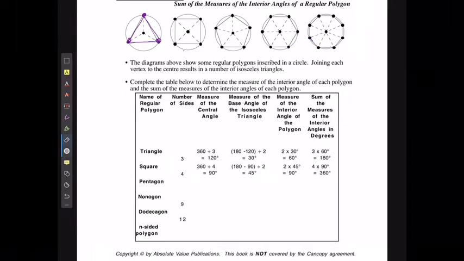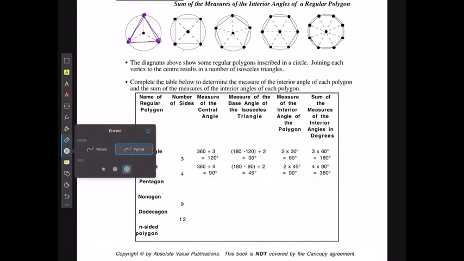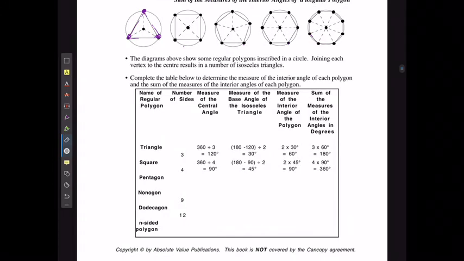Complete the table to determine the measure of the interior angle of each polygon and the sum of the measure of interior angles in each polygon. So we're talking about the interior angle, from one side to another side. If these are all regular, then all those angles will be the same, or the sum of adding all 3 of those angles together. In this case, all 4 of those are going to be the same, or I can do the sum of it, so on and so forth.